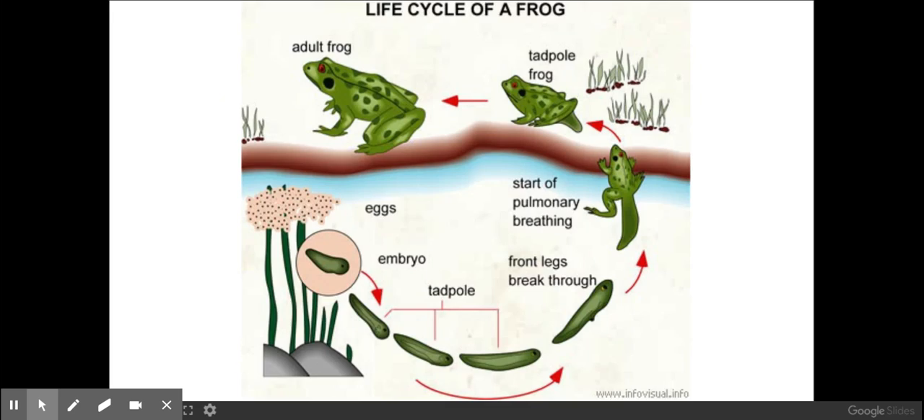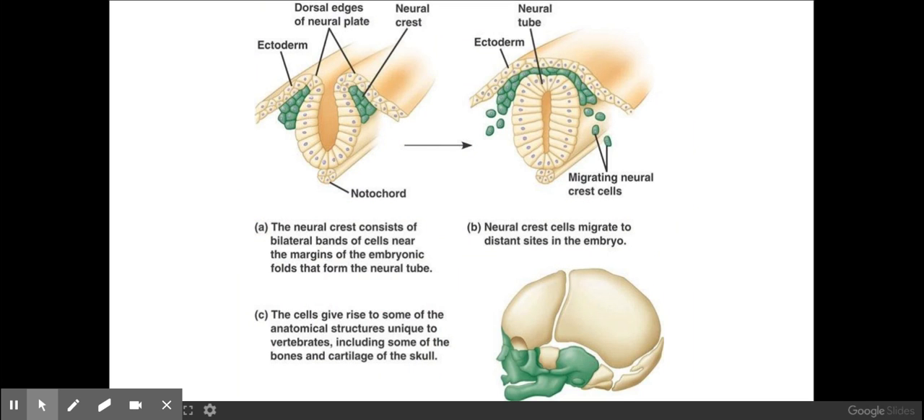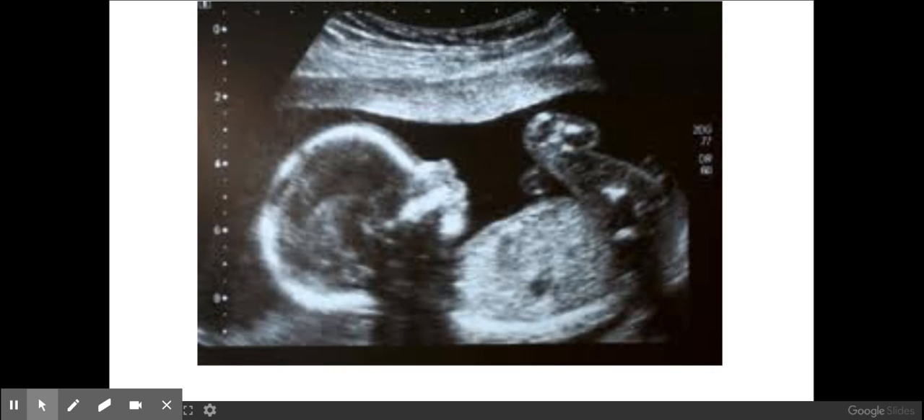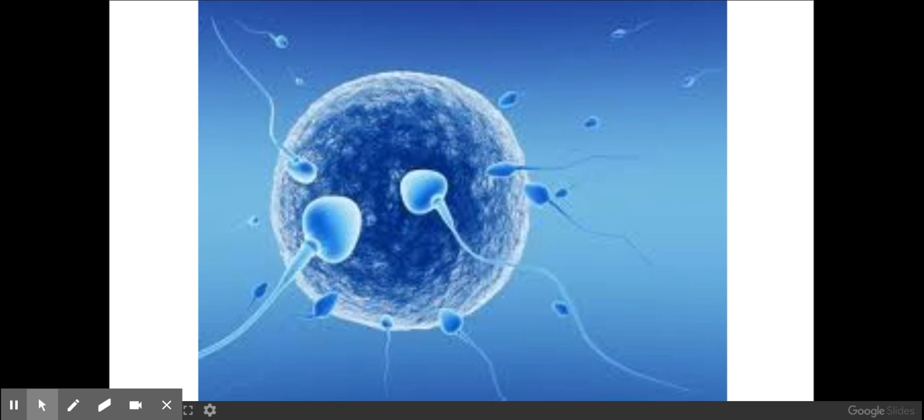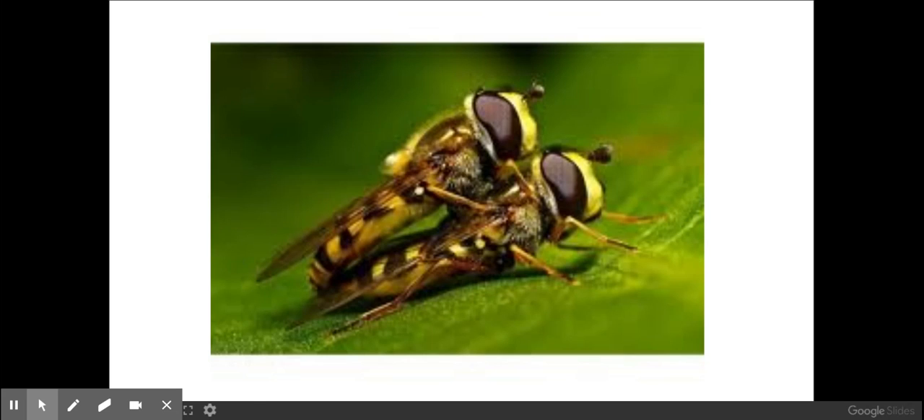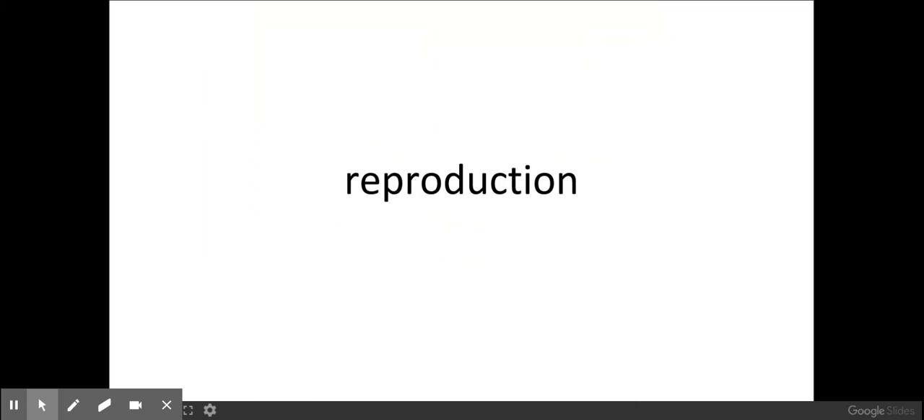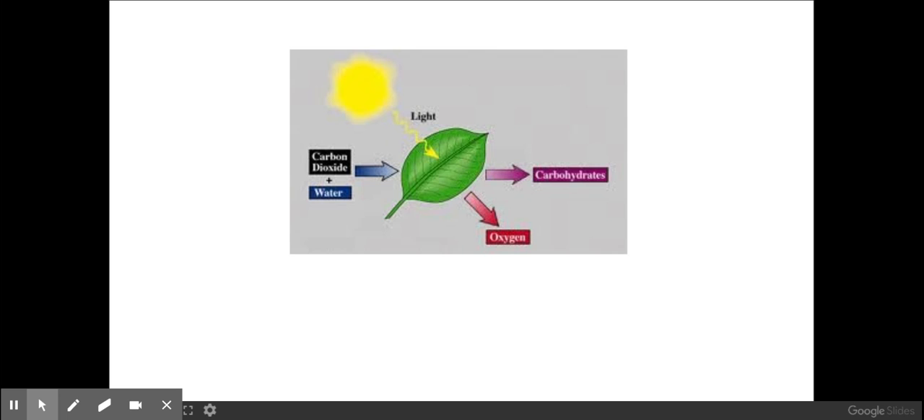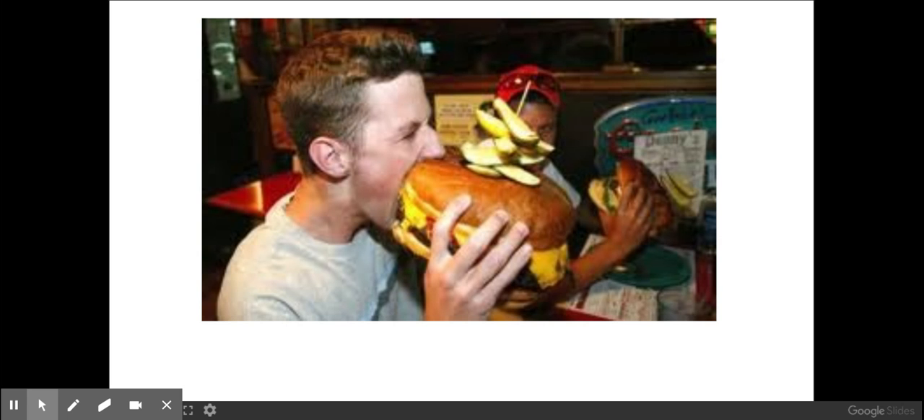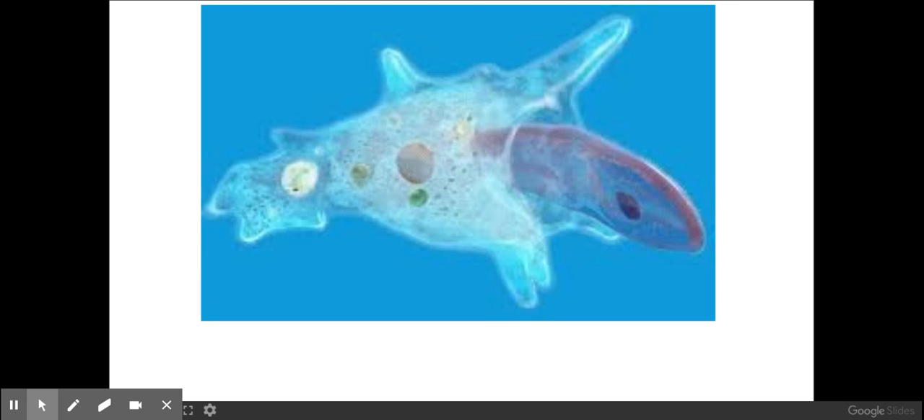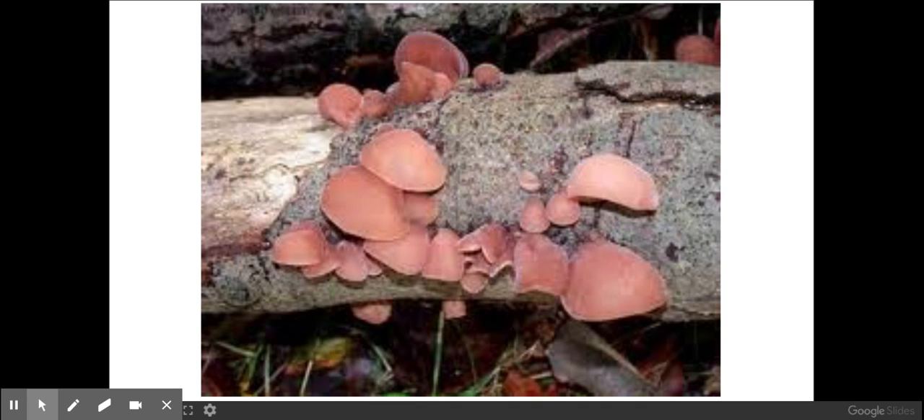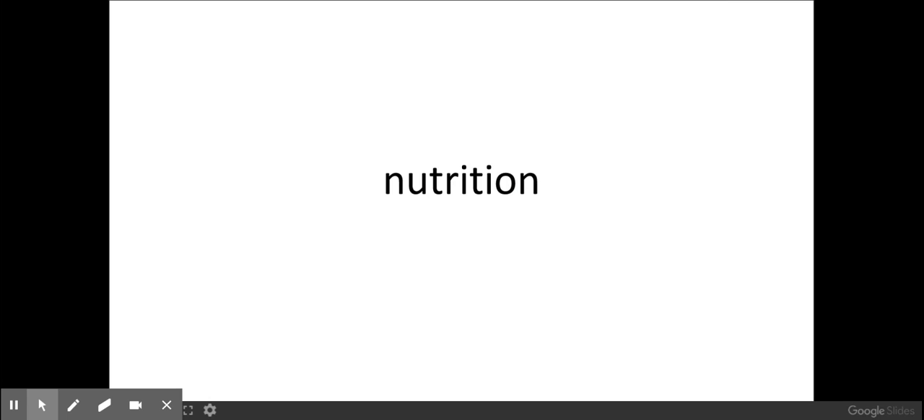How about this one? All living things grow and develop throughout their life cycle. All living things reproduce. How about this one? All living things have some form of nutrition.